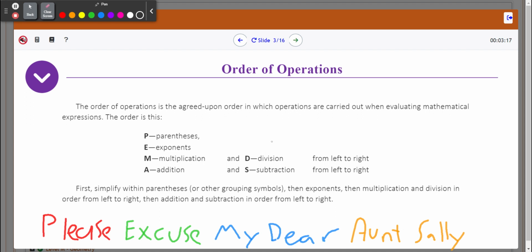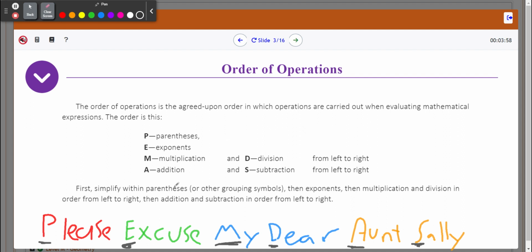Now, an easy way to learn this, and the way I was taught, and you might have heard this before, is to remember this simple sentence: Please excuse my dear Aunt Sally. Please, P, parentheses; excuse, E, exponents; my, M, multiplication; dear, D, division; Aunt, A, addition; and Sally, S, subtraction. So please excuse my dear Aunt Sally, PEMDAS. You just use the first letter of all of them.